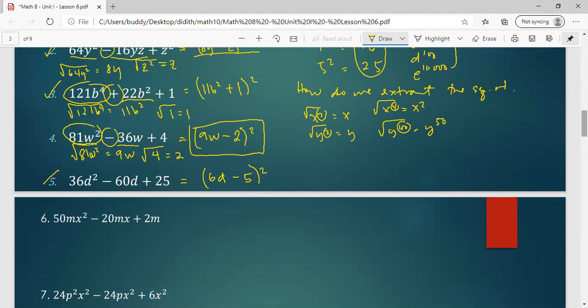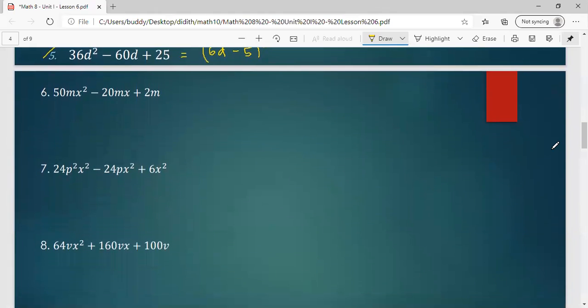Now in number 6, class, obviously this is not a perfect square trinomial, the first and the last terms as well. So maybe we can work on the GCF, and I think the GCF is 2m. So we will divide all the terms by the GCF. So 50mx squared divided by 2m, we have 25x squared. 20mx divided by 2m, we have negative 10x. And then 2m divided by 2m is 1.